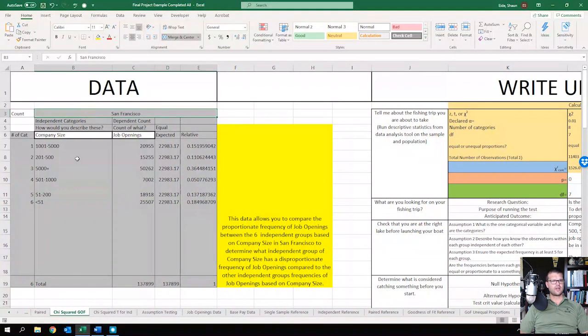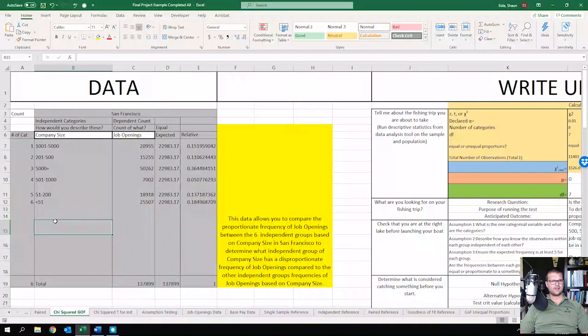And so this right here is specifically for San Francisco. So for San Francisco, for company sizes 1,001 to 5,000, there are 20,955 job openings. These are a little out of order, but you'll notice on the right hand side it says here's the number of openings, here's the size of the company.